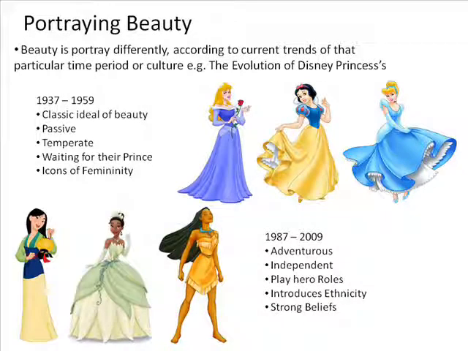Beauty is portrayed differently depending on a particular time period or era, due to such factors as current trends, political correctness, culture or location. Trends are constantly evolving though, and so will the depiction of beauty as a result. This change in the interpretation of beauty is clearly evident in the contrast between the characterization of the Disney princesses of 1937 to 1959 and 1987 to 2009.